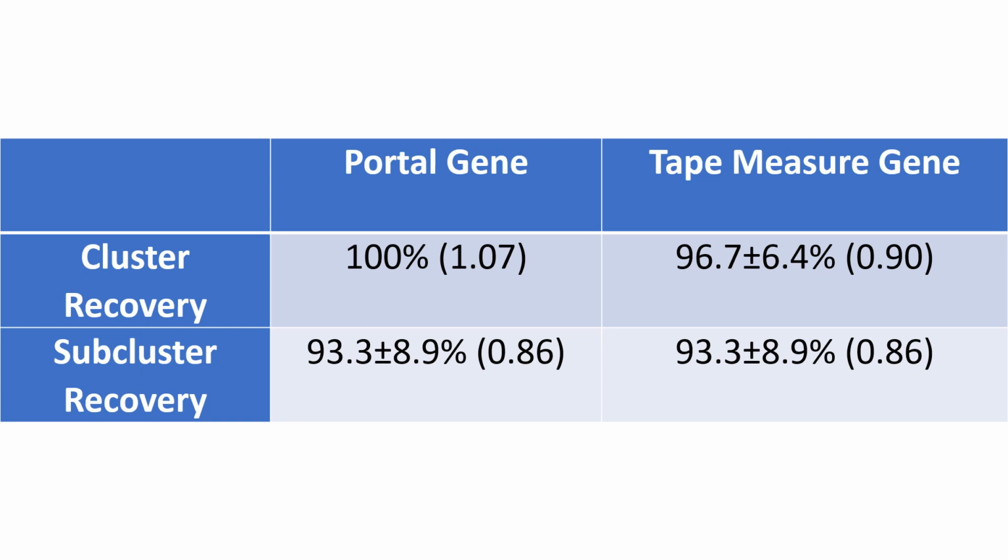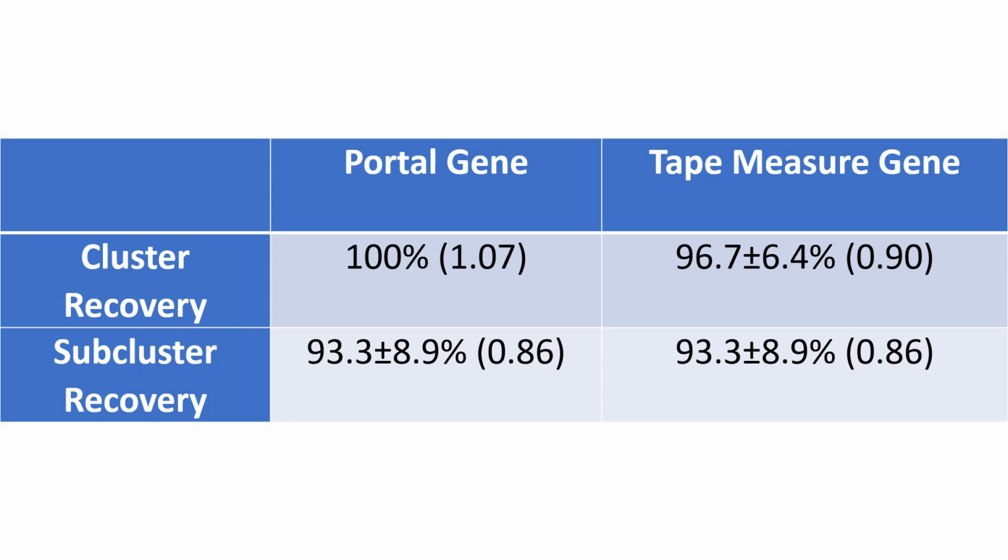So starting with the portal gene cluster recovery rate, using BLAST, there was a 100% recovery rate, and the value in the parentheses, 1.07, was the p-value from a t-test comparing my data to a previous study showing that single gene analysis of Mycobacterium is an effective predictor of cluster assignment. Then on to the subcluster recovery rate for the portal gene, it was 93.3 plus or minus 8.9% with a p-value of 0.86. The plus or minus value is a 95% confidence interval.